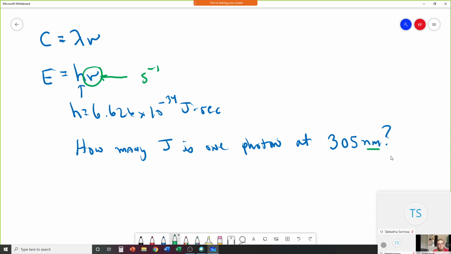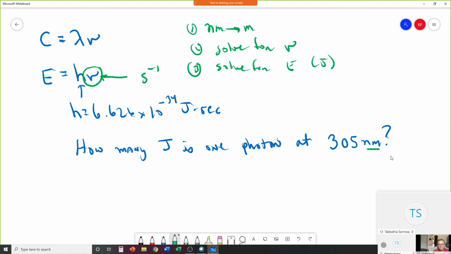And so what should we do? Well, we should go from nanometers, we should write that out as meters. That's step 1. And then step 2, we should solve for the frequency. And then step 3, we should solve for E, which is in joules. That's the way you should do it.